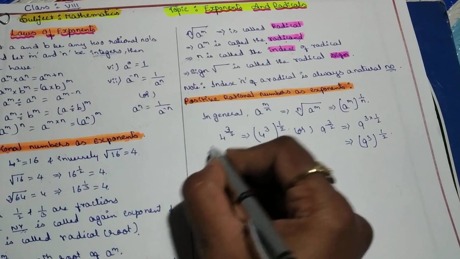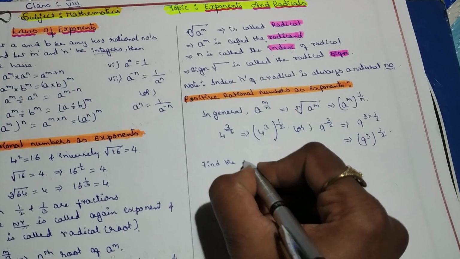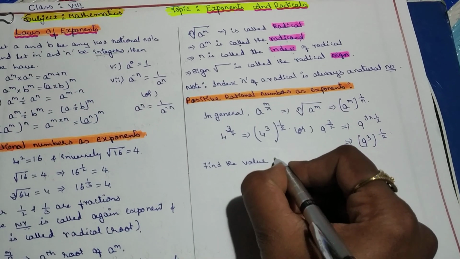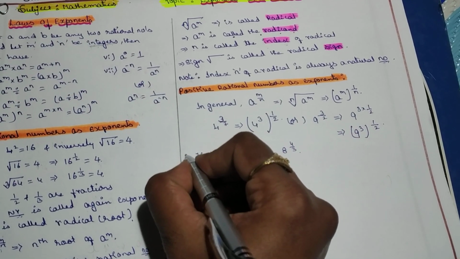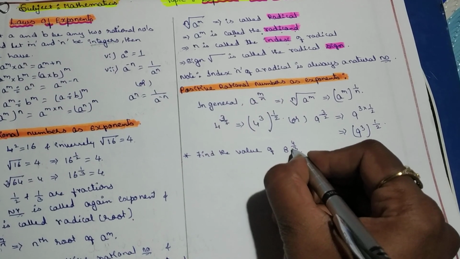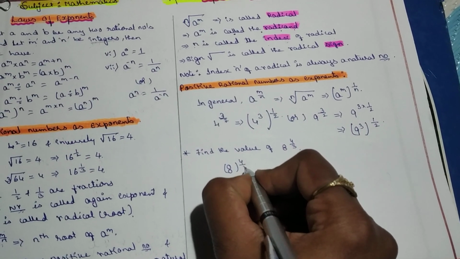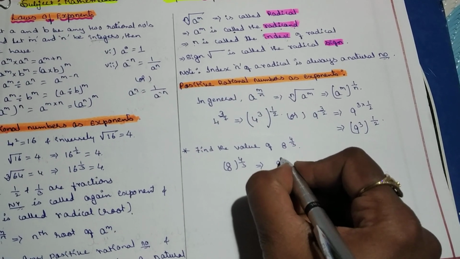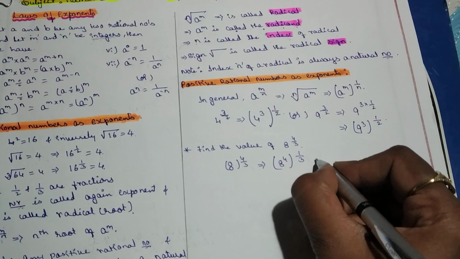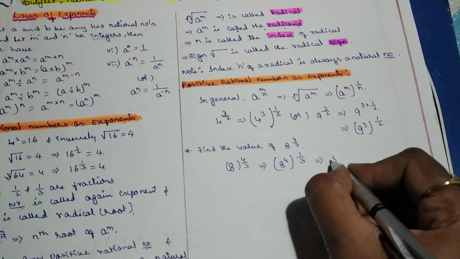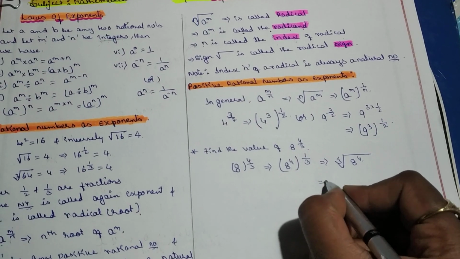Let me solve one question based on this, that is, find the value of 8 to the power of 4 by 3. This is an example, children. If I consider 8 to the power of 4 by 3, I can write it as 8 to the power of 4 whole to the power of 1 by 3. We know that 1 by 3 is nothing but the radical sign, that is, the cube root of 8 to the power of 4. Right?